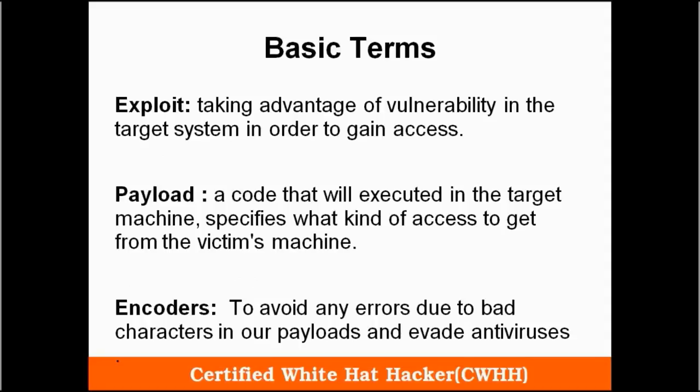So there are some basic terms that you need to know before we look into Metasploit. So what are they? So what is an exploit? An exploit is something that takes advantage of a vulnerability in a target system in order to gain access to it. And a payload is a code that is executed on the target machine after the exploit is run. And an encoder is used to avoid any errors due to bad characters and also sometimes to evade antiviruses.